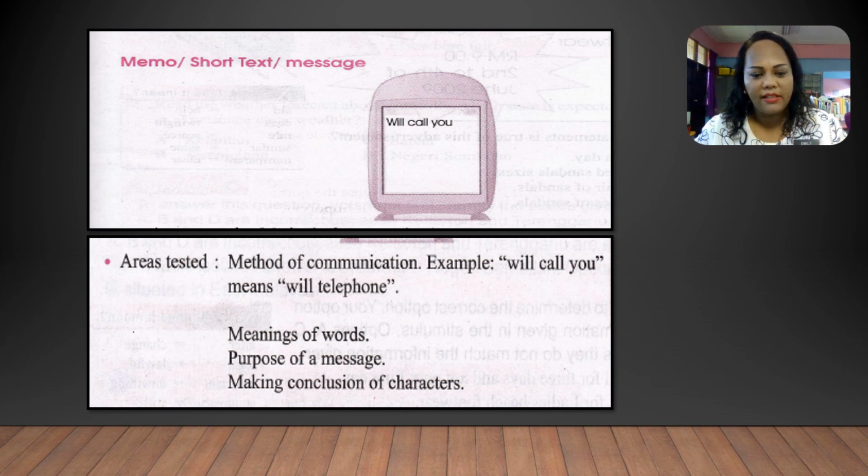Areas that might be tested would be method of communication. For example, will call you means will telephone. So they may again ask you for meaning of words or the purpose of a message or making conclusion of characters that is found in the question.